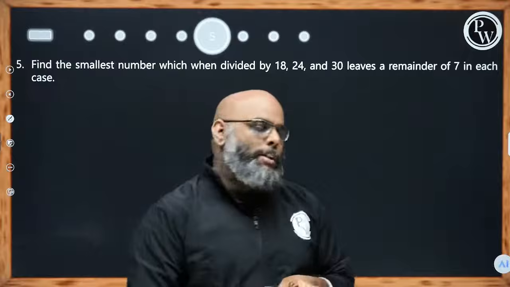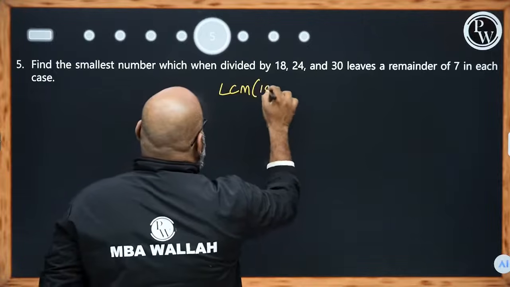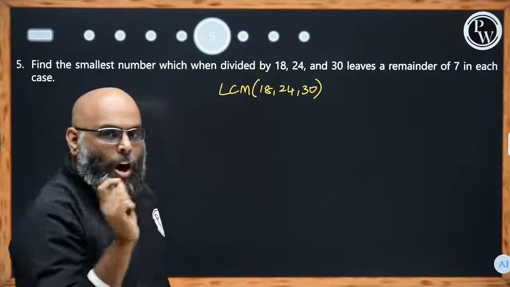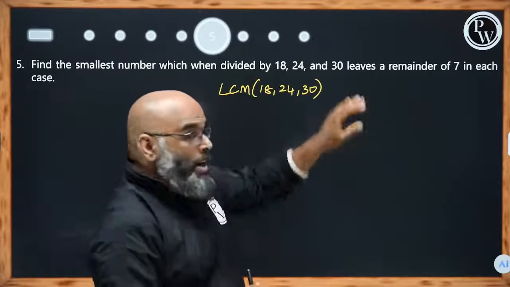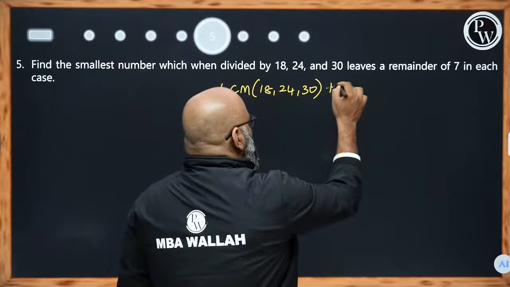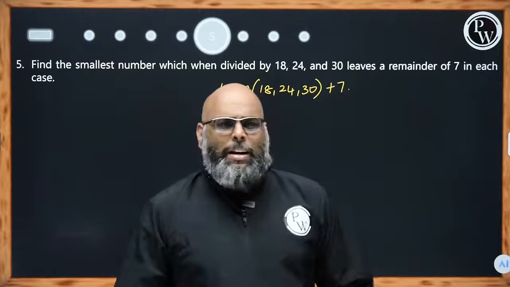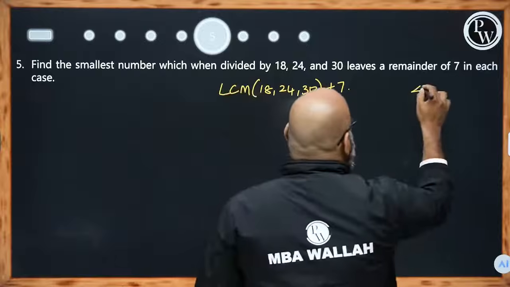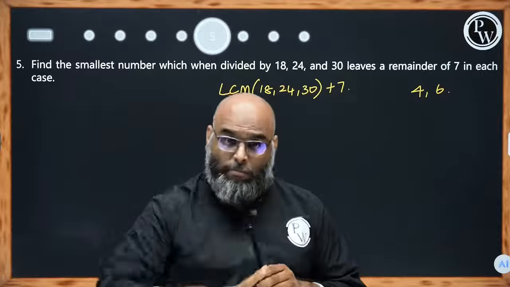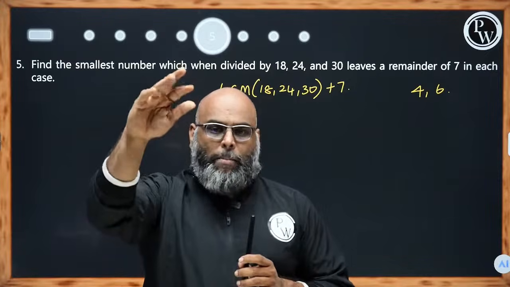Or in simple words, we can break this down and say, all I am doing is LCM of 18, 24, 30 is the smallest number that will be divisible by these three numbers, but I need an extra remainder of 7, right? I'm giving it a 7. Simple. If I tell you, give me the smallest number that is divisible by 4 and 6, and it should give you a remainder of 1, which means when I divide it by 4, I should get a remainder 1.